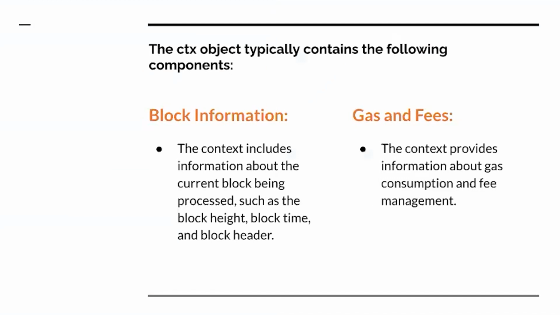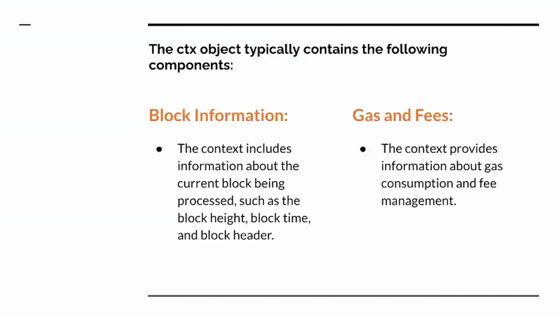First, block information. The context includes information about the current block being processed, such as block height, block time, and block header. This data can be used for time-sensitive operations or for referencing specific blocks, basically accessing the information about the specific block.